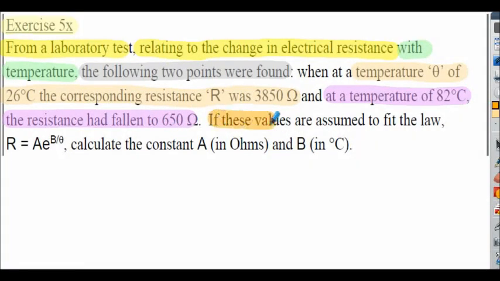We're informed in the question that these values fit the law R is equal to A multiplied by the exponential function raised to the power of B divided by theta. We've got to calculate constant A, which will be in ohms, and constant B, which will be in degrees C. If you think you can attempt this question without further assistance, I would strongly encourage you to stop the presentation and do so now, but the full work solution is shown on the following slides.